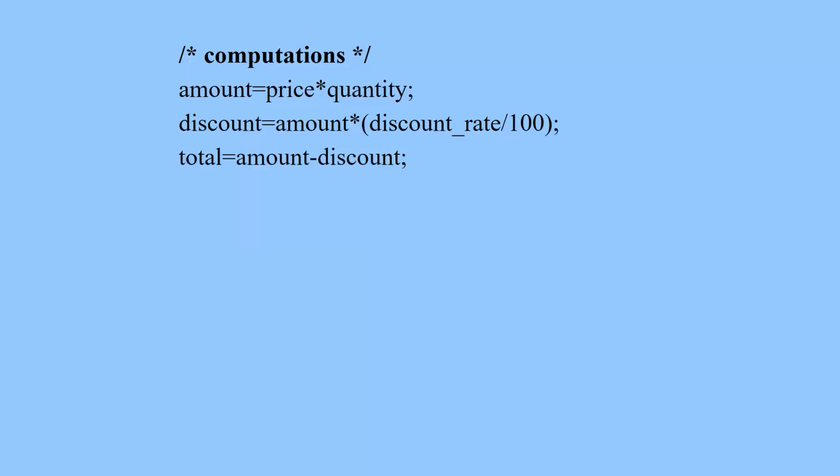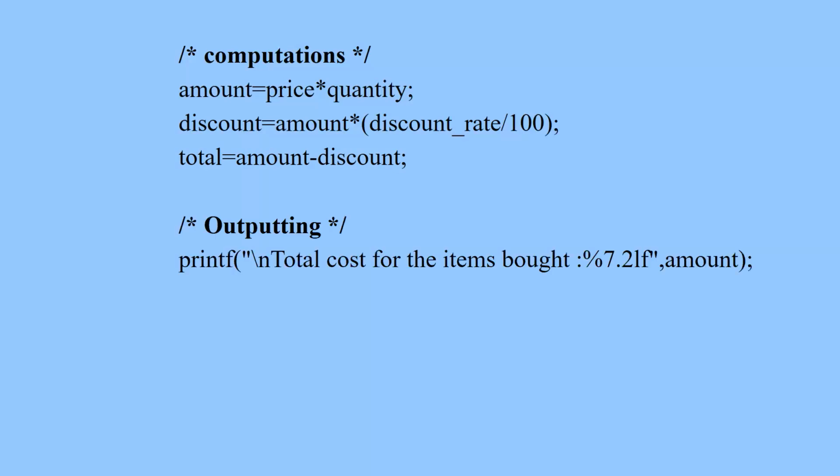Then to calculate the total amount that the customer is going to pay, pick what is in the memory location called discount, subtract it from the content of the memory location called amount. Whatever you're going to get, store it in the memory location called total. Then next is to display our results.